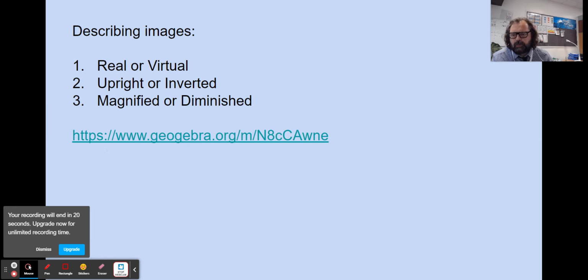And the website, which you can see on this slide here, is an excellent way of moving an object and seeing immediately how that changes the relative size of the image.